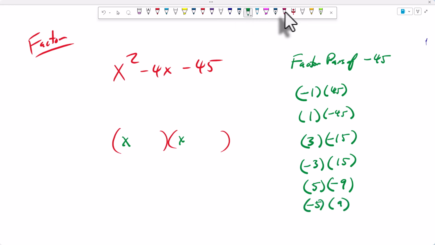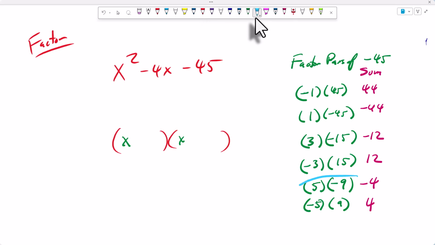Okay. And then the sum of those two numbers are 44, negative 44. Is it negative 12, 12, negative 4, and positive 4? So which one is it going to be? 5 and negative 9. Plus 5 minus 9. And that's it. We factored it.